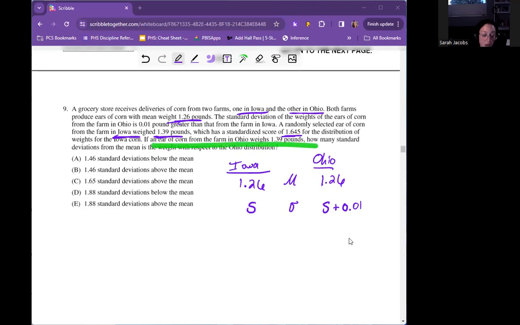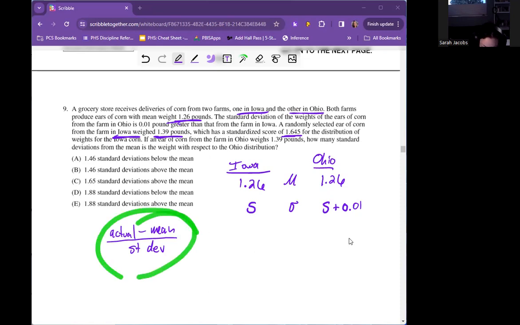Okay, so I'm going to pause on the actual question because we need to know what the standard deviation is for Iowa, but then we can apply it to both. So standardized test statistic is the actual value minus the mean all over the standard deviation, right? And that is on your formula sheet. I think it's the sample statistic minus the parameter. I'm just going to think about it this way. And that's going to equal our Z-score.